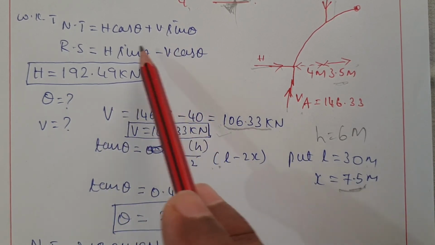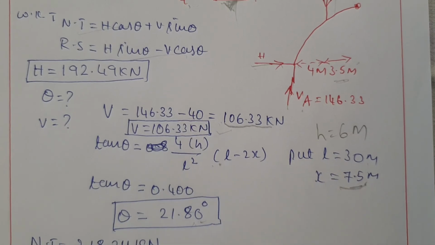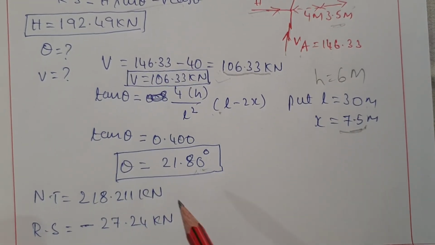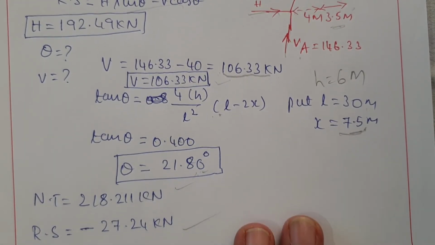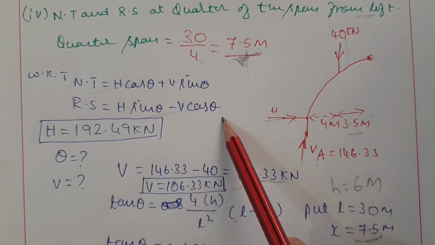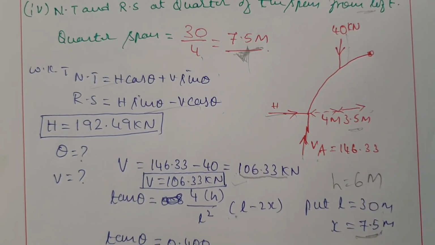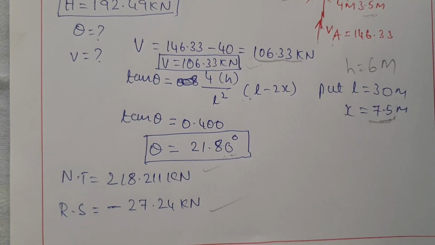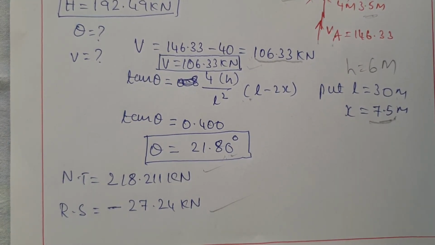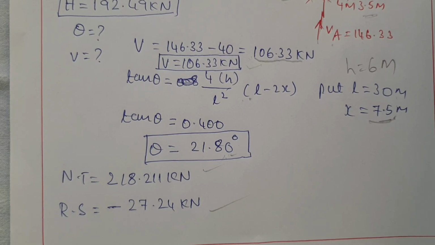Substitute all the three values in the normal thrust and radial shear equations, then you will get the normal thrust as well as radial shear. So that is as follows. Normal thrust will be 218.211 kilonewton. Radial shear will be minus 27.24 kilonewton.